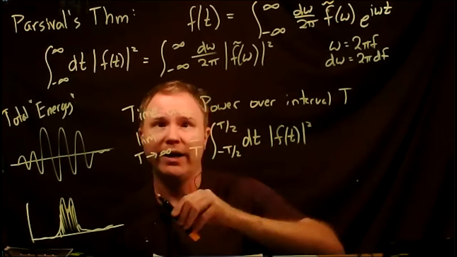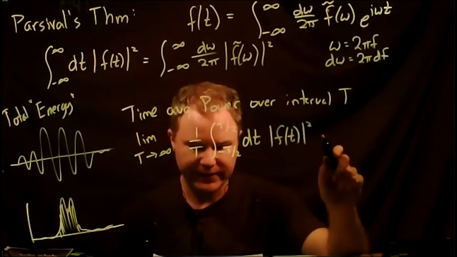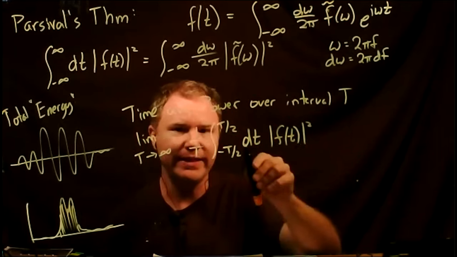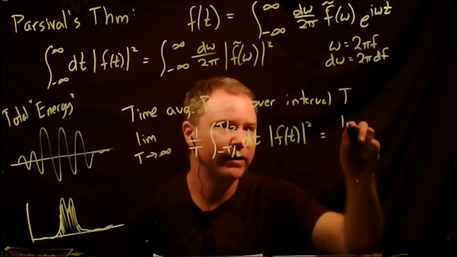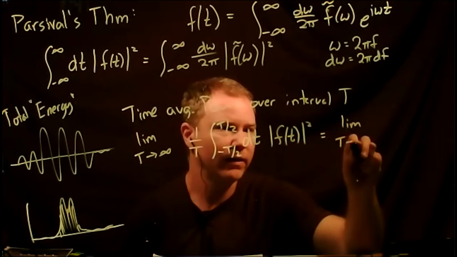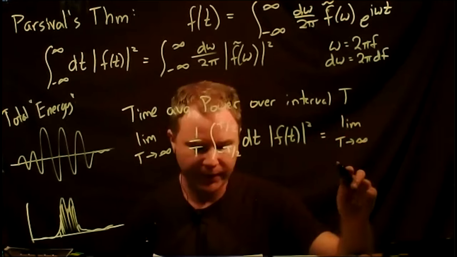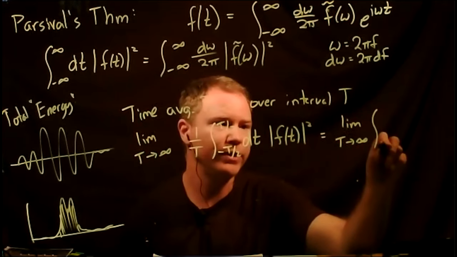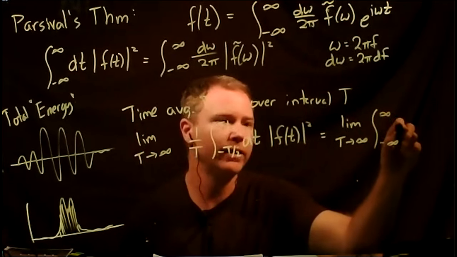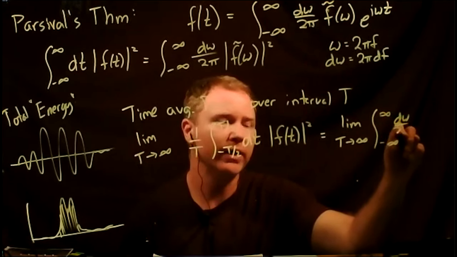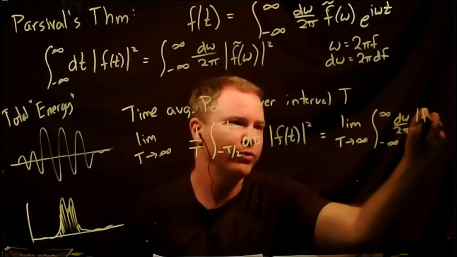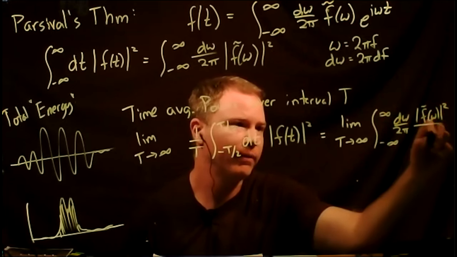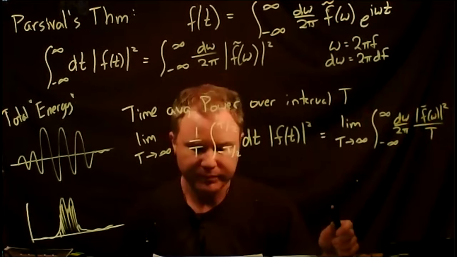So let me translate that on this side. All I did was divide by t and take the limit. So this is going to be the limit as t goes to infinity of 1 over t times this stuff. And let me move the 1 over t in, right? So the integral from minus infinity to infinity of d omega over 2 pi times the magnitude of the frequency spectrum squared over t.